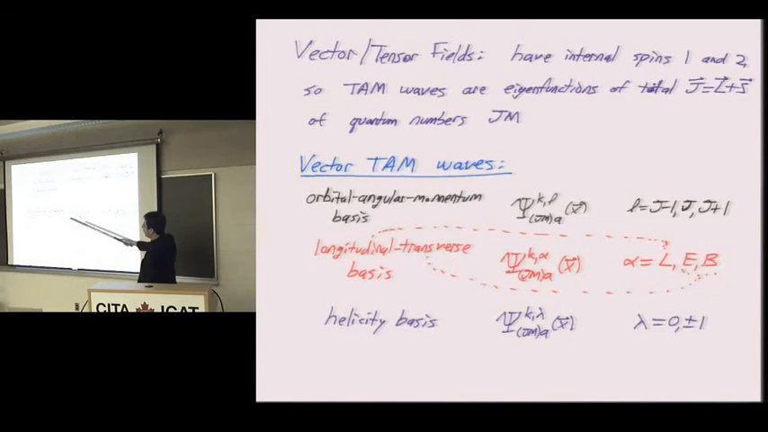So in the orbital angular momentum basis, well, let me step back. If I have a scalar field, then each point in space-time has associated with it one number. If I have a vector field, then there's a vector at each point in space that points in some direction. And that vector is parameterized by three numbers. And so a complete orthonormal set of basis functions for a vector field has to have three different sets of basis functions. In this orbital angular momentum basis, we describe these three different basis functions in terms of orbital angular momentum L, where L takes on three values: J, the total angular momentum, and then J plus or minus one.